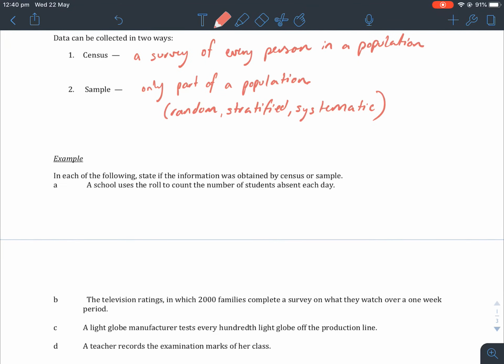So let's have a look at this example below. It says in each of the following, state if the information was obtained by a census, so asking every single person, or a sample, so only a portion of the population. A, a school uses the roll to count the number of students absent each day. Well, we don't just want to know a sample of the students who are away. We want to know every single student who is away. So this would be a census.